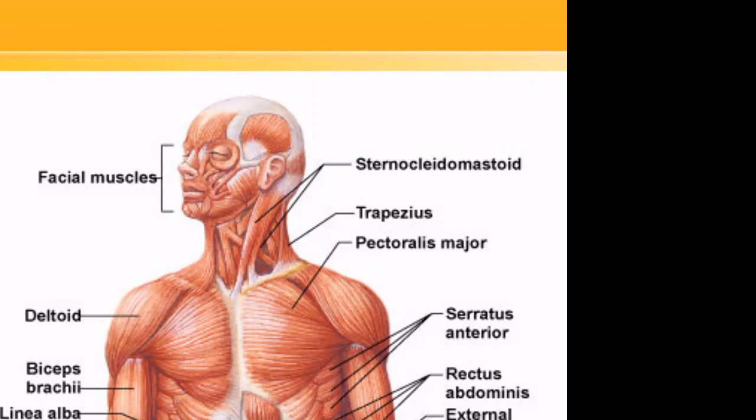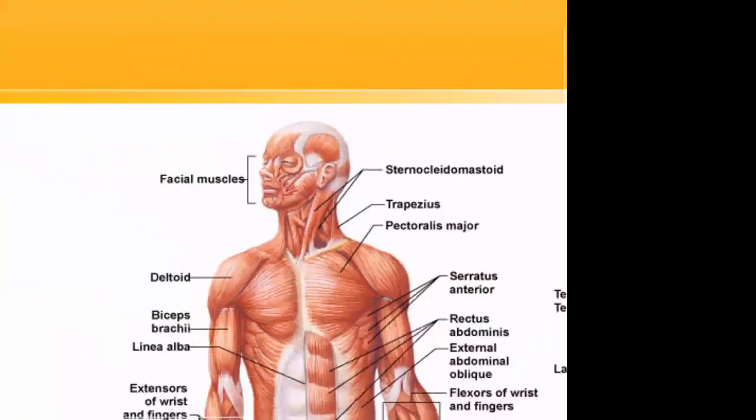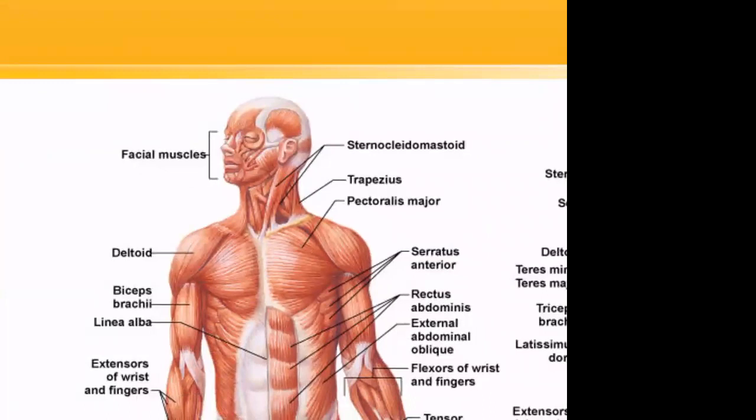Let's see, what else? Oh, I didn't talk about this one in the head, did I? The temporalis muscle is called the temporalis muscle because it sits on top of the temporal bone. And it is one of the three main muscles involved in closing the mouth: the masseter, the medial pterygoid, and the temporalis. The lateral pterygoid is actually the main muscle involved in opening the mouth. So you have three main muscles that close the mouth, the masseter, the medial pterygoid, and the temporalis, and one main muscle that opens the mouth, the lateral pterygoid.